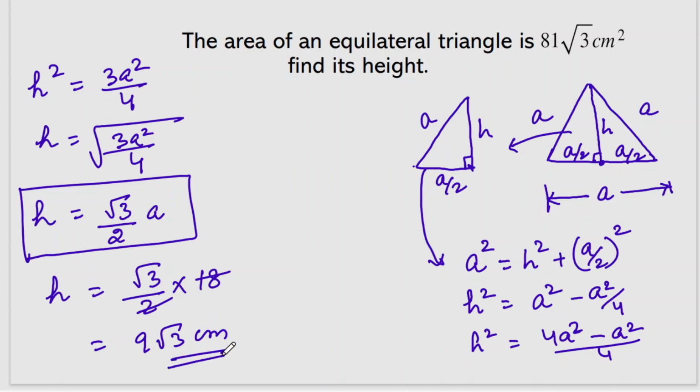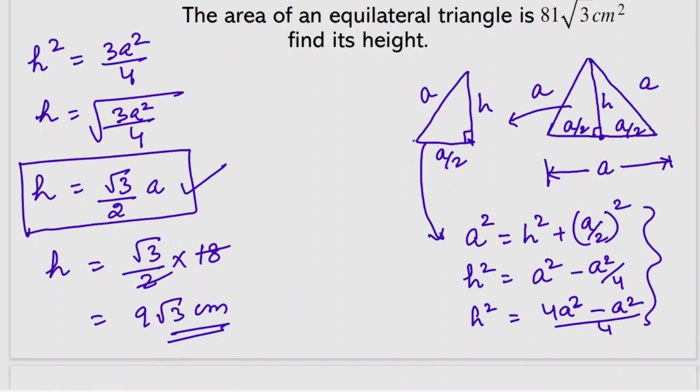centimeter. Okay. You can directly remember this formula also. You don't have to derive it like this. You can directly remember the height of an equilateral triangle as root 3 by 2 a, and from there you can find the value. Okay. Next.